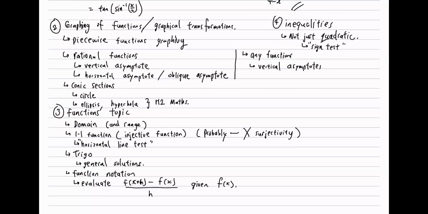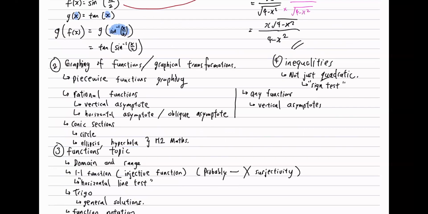Yeah, I think I missed out something. Domain and range. Oh, this one cannot be brackets because I see that they are asking you for range as well. All these are topics that are in H2 Max. So, anyways, let me see.